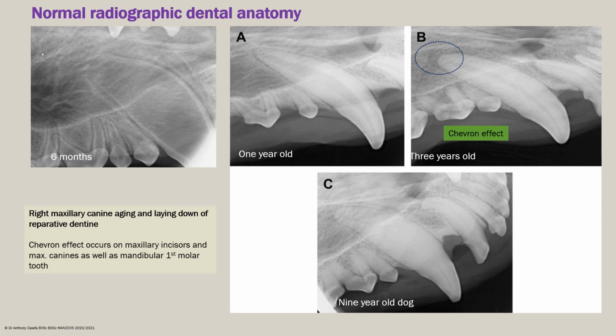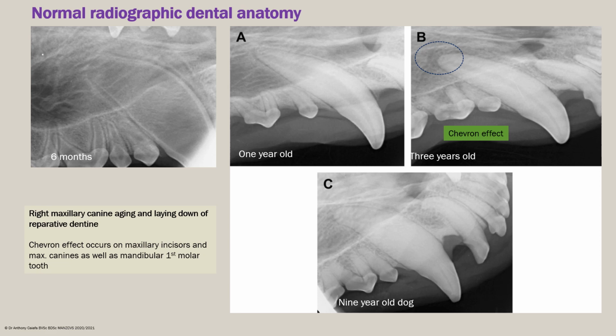And the feeling is that it's due to dogs having an apical delta, where there are about 20 to 40 openings into the apex of this tooth, and these neurovascular bundles go through those openings and go into the pulp. So because we've got 20 to 40 neurovascular bundles in this area, the density of the bone in that area is less dense, and so we can see a less dense area associated with this chevron effect.